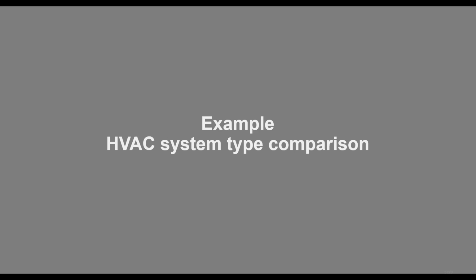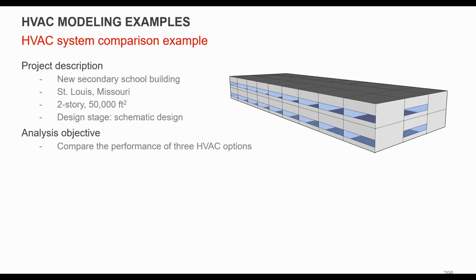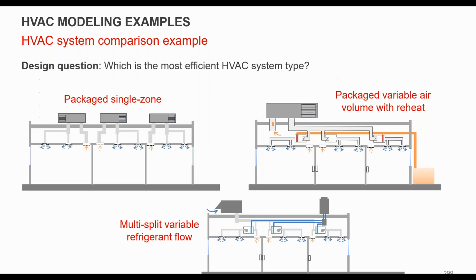So next up, we'll run through a comparison of different HVAC types. The first one was just looking at one HVAC system and using that basis to do some analysis on daylighting and facades. In this case, the question is, what is the most efficient HVAC system type? So let's say we have a building and we know the characteristics.